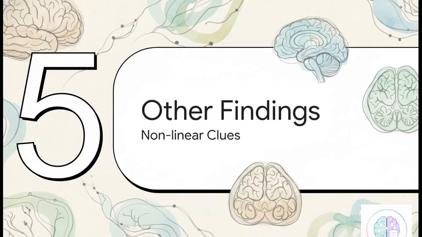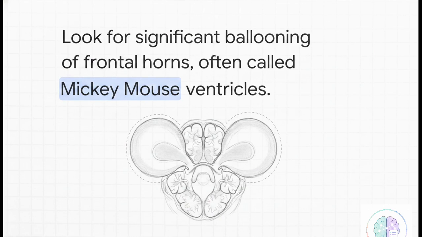Section 5, Other Suggestive Imaging Findings. We're going to rapid fire through 3 nonlinear clues you can spot visually. Finding number 1, significant ballooning of the frontal horns. When they expand outward dramatically, they create this highly recognizable shape, clinically nicknamed Mickey Mouse ventricles. If you see the mouse ears, suspect hydrocephalus for sure.